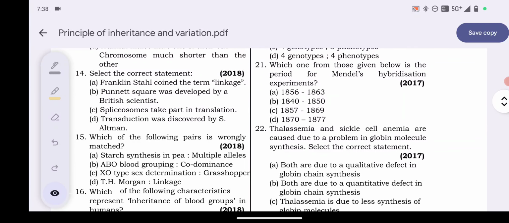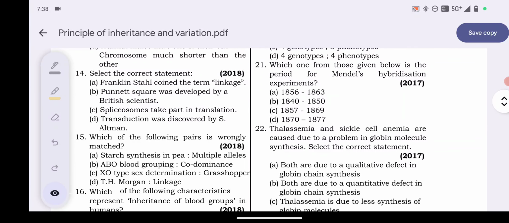Question number 24. The recessive genes located on X chromosomes in humans are always sublethal, expressed in females, expressed in males, or lethal. Here the answer will be option C, expressed in males. Explanation: females have a pair of X chromosomes, whereas males have one X and one Y chromosome. Because of the presence of only one X chromosome, the recessive gene on the X chromosome in males is always expressed. So option C is the answer.